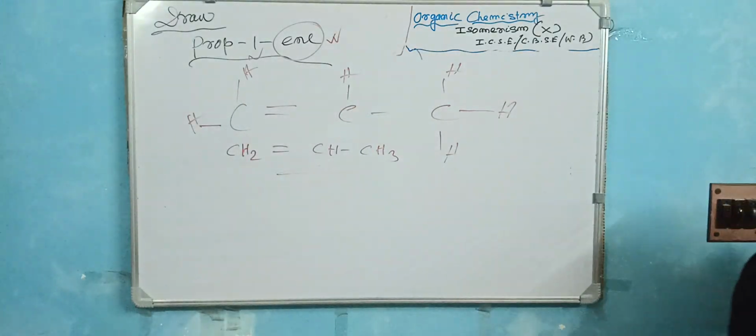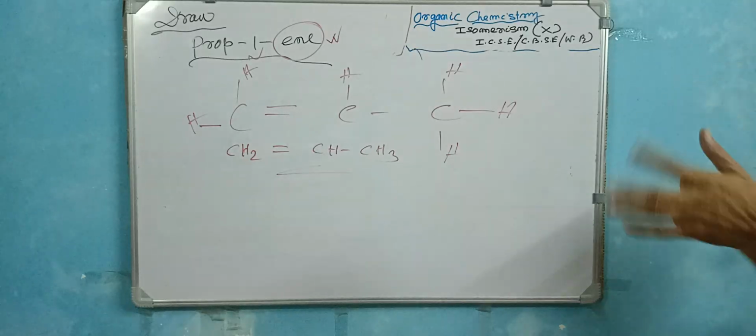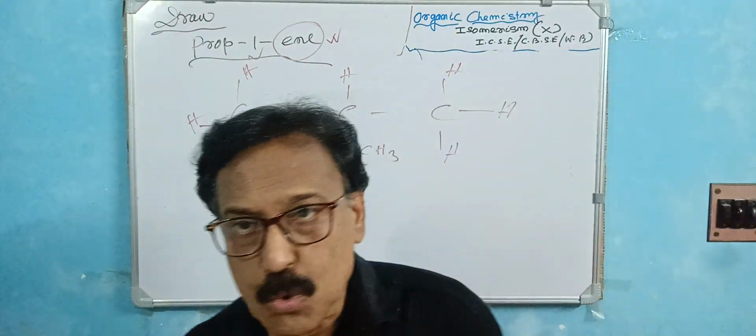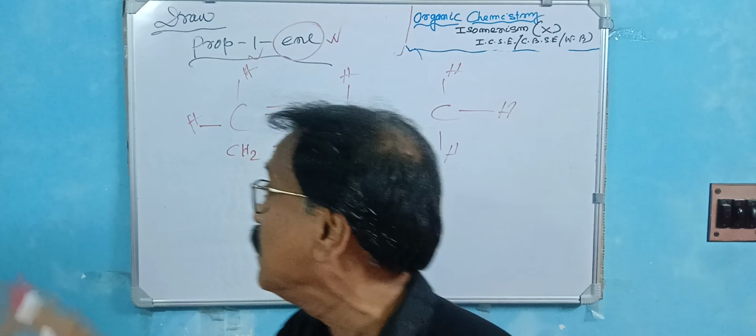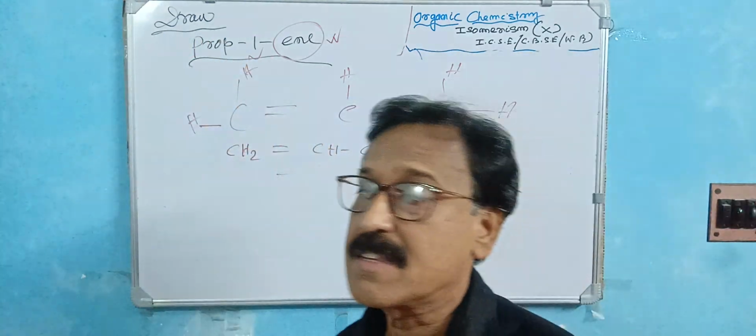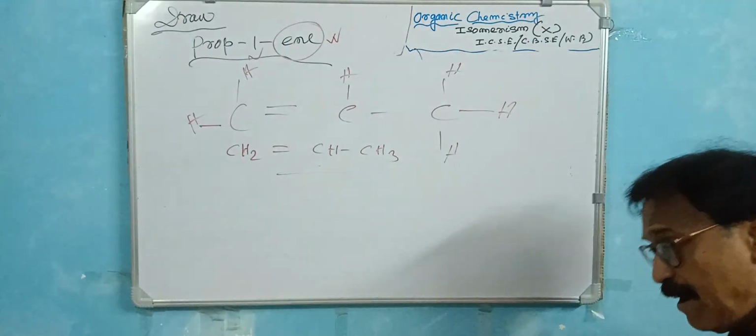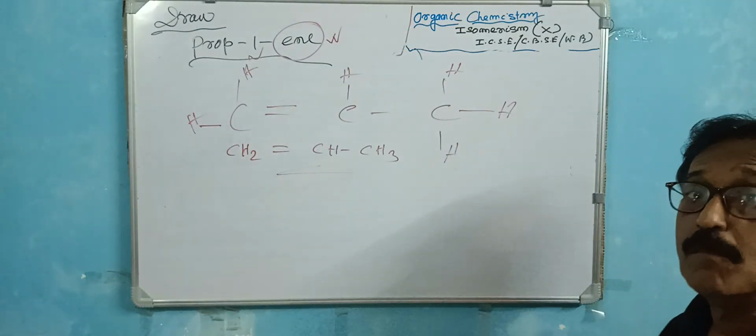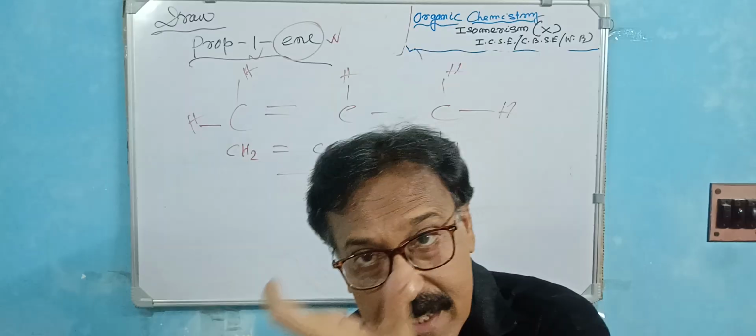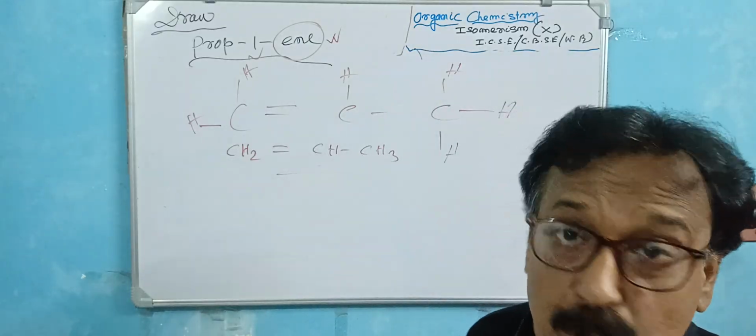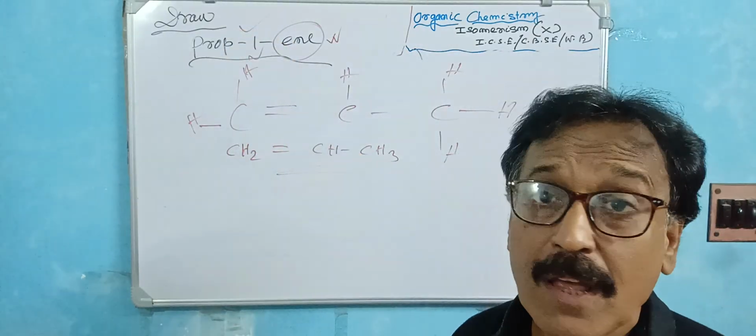Don't panic. Just remember all these things, the sequence. It is very scientific. Just properly understand prop-1-ene. First you identify 'ene' in propene. 'Ene' means a double bond, that means in the chain there is a double bond. And what is the position of the double bond? The number 1 position.